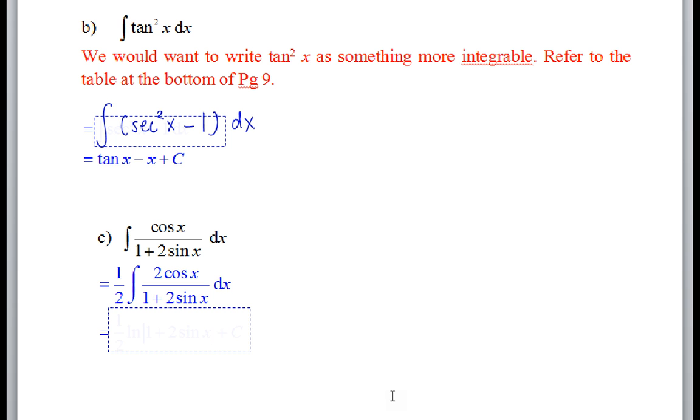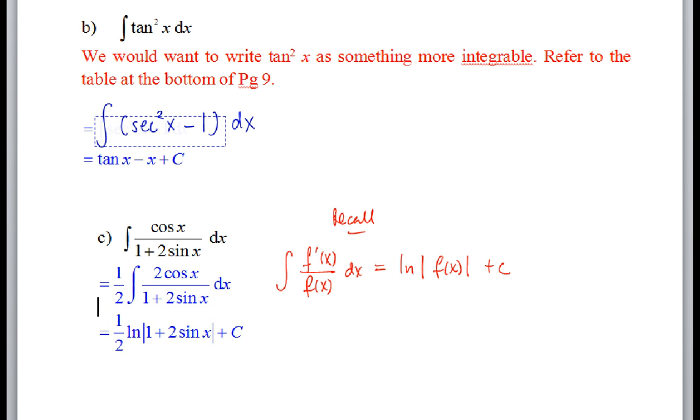So now what is this? This is of the form integrate f prime x over f(x) equals ln mod f(x). Let's see. I'm going to recall. You recall f prime x over f(x). Then done.